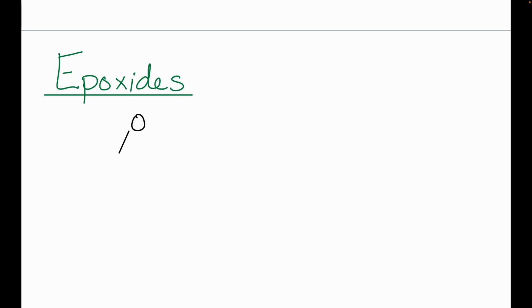All right, so today we're going to continue with this last functional group from this chapter, epoxides. Epoxides are actually just ethers, but they're a specific ether that's kinked into this three-membered ring here. So this is our simplest epoxide that we can have.